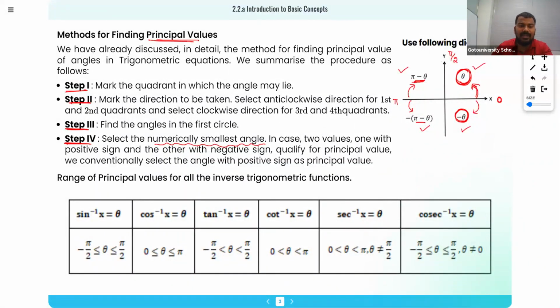Clear? So in this case, you can see a range of principal values for all the inverse trigonometric functions are given. So we will try to look into it. We'll understand diagrammatically in the coming slides here. Okay, if you want, you can make a note of it. I'll give you 30 seconds to write down the range here. So the same range, we will explain along with the diagram here.